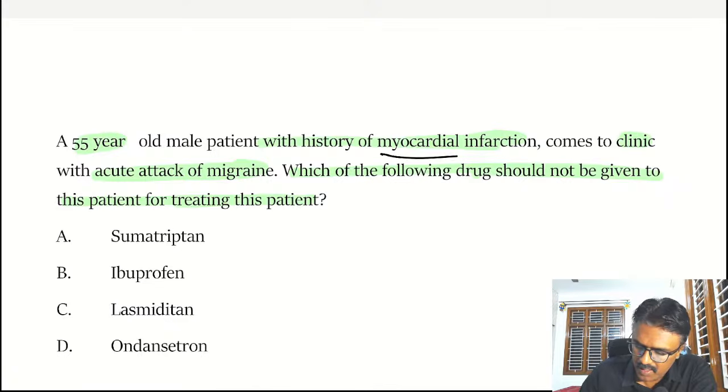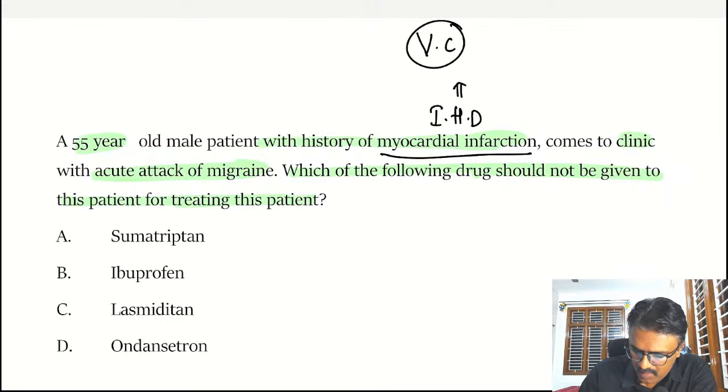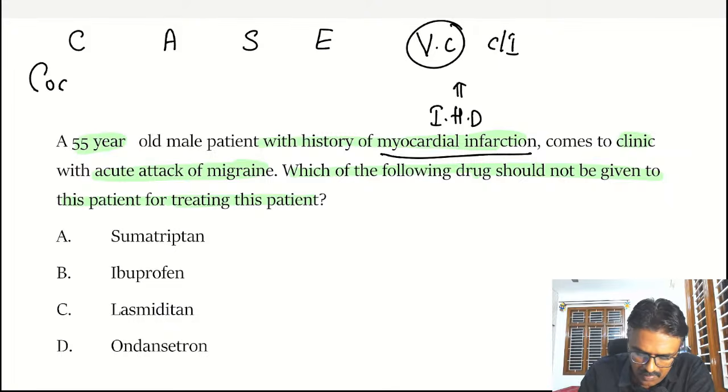See, myocardial infarction means he had ischemic heart disease. Ischemic heart disease means there is less blood flow. If there is already less blood flow, don't give vasoconstrictors. Vasoconstrictors are contraindicated. What are the drugs which cause vasoconstriction? Remember the mnemonic CASE. Cocaine should not be given if somebody already had the MI.